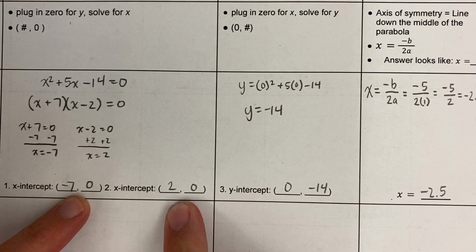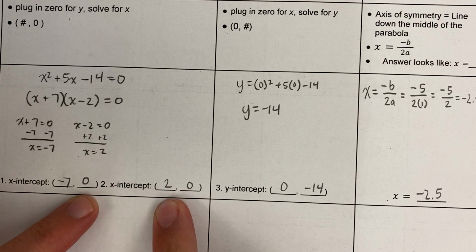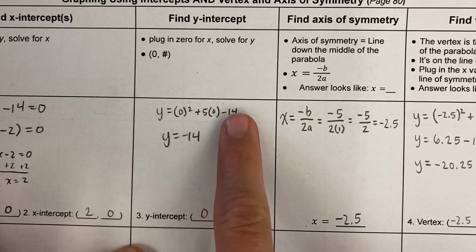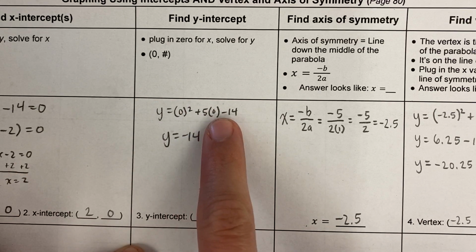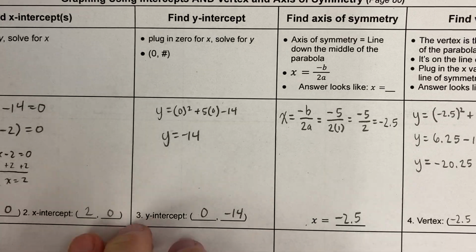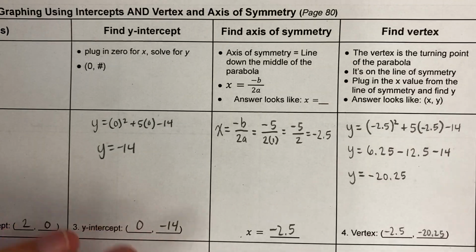Okay? So my two x-intercepts, I can even go ahead and graph these right now if I want. To find the y-intercept, I plug in 0 for x. In this case, 0 squared is 0, 5 times 0 is 0, minus 14. That just equals negative 14. So x is 0, y is negative 14. That's old information. Let's take a look at what's new.